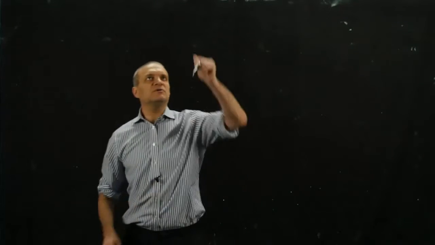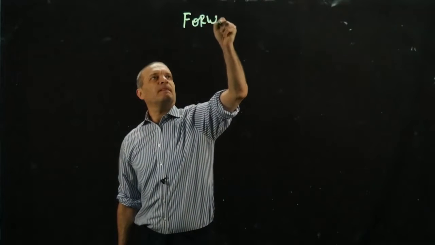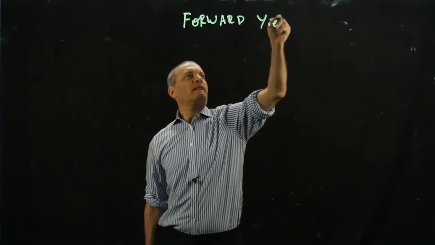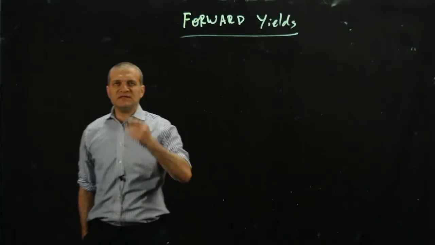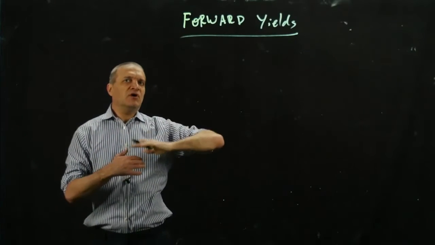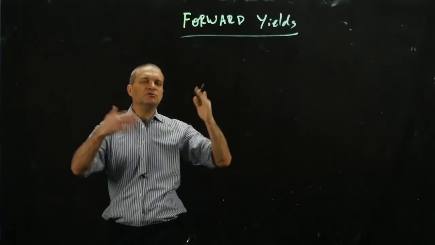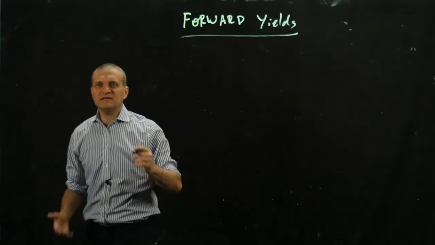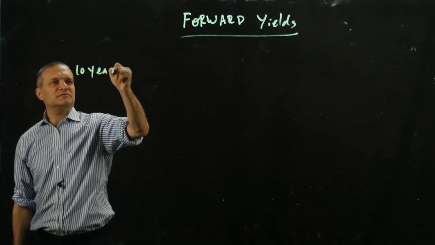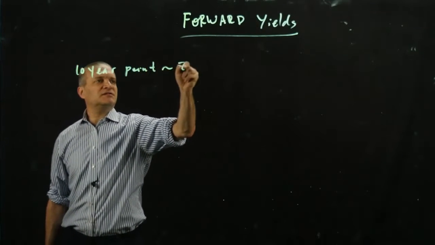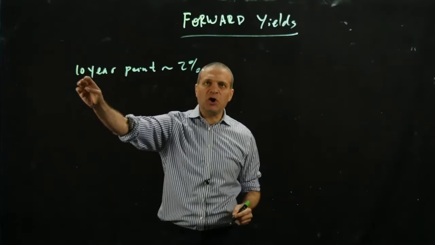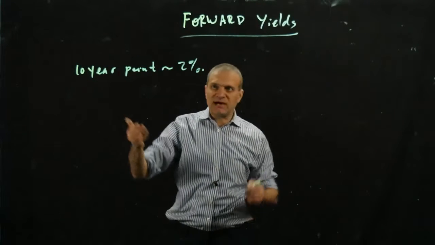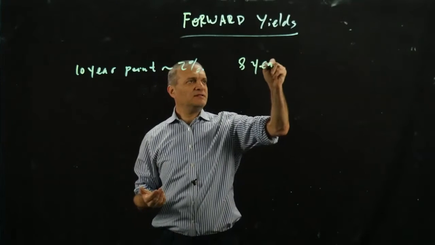Hey, fixed income guys. What I will talk about now is the forward yields, and I'm going to give a formula for them. So what is a forward yield? A forward yield is basically what will be the yield of a certain point on a curve, X amount of years from now. For example, let's say we have a 10-year point today. Let's say it's around 2%. Now, in 2 years' time, this bond, which is a 10-year bond now, is going to be an 8-year bond.